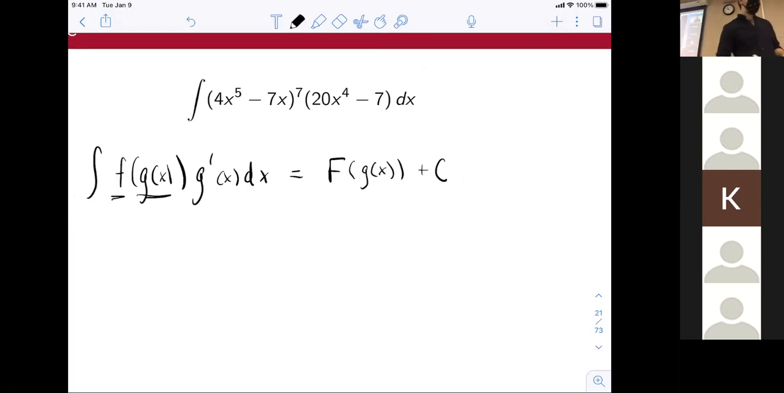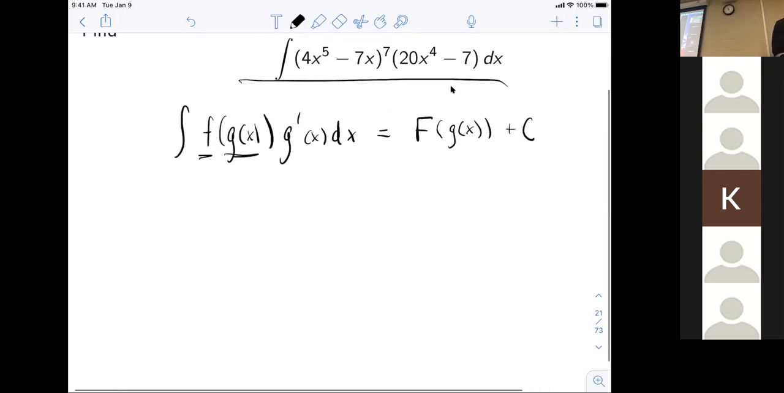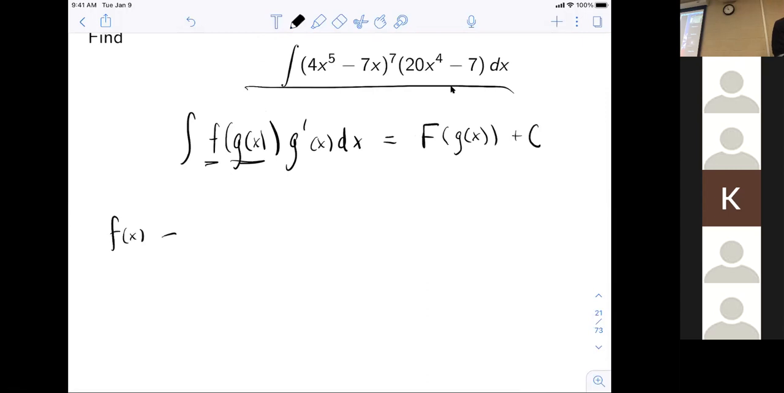Okay, so looking here, is there a composition of functions in here? Is there some function evaluated at some other function? Yes, and what is the composition? Yeah, that's the outside function, exactly. It looks like, hopefully, f of x is x to the 7th, and what is g of x? 4x to the 5th minus 7x. And so that's going to be this part right here. That is f of g of x.